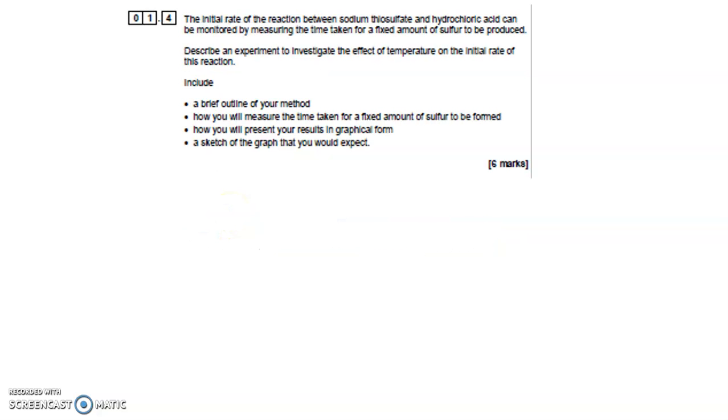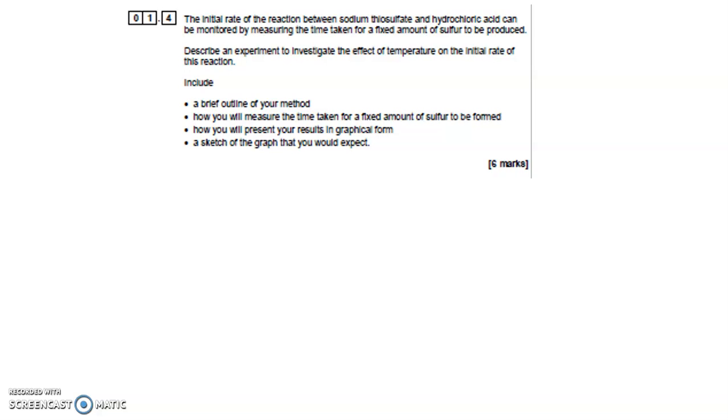The initial rate of reaction between sodium thiosulfate and hydrochloric acid can be monitored by measuring the time taken for a fixed amount of sulfur. Sulfur is a solid. It's a yellow solid. Describe an experiment to investigate the effect of temperature, so I'm changing temperature, on the initial rate of this reaction. So if I'm making a solid, the easiest way to measure the amount of solid that's made is to mix it in a conical flask, put the conical flask onto a cross on a piece of paper, and measure the time taken for the cross to disappear.